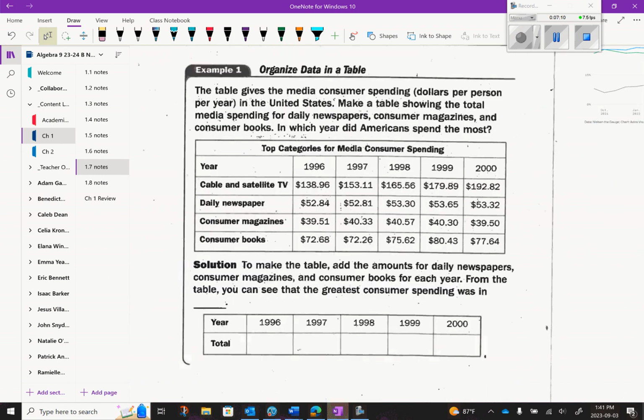All right, so let's take a look at example number one here. Going back a little bit, going with their numbers here, the table gives the media consumer spending, dollars per person per year in the US. We're being asked to make a table showing the total media spending for newspapers, magazines, books, and television. Okay. So we start with adding the amounts.